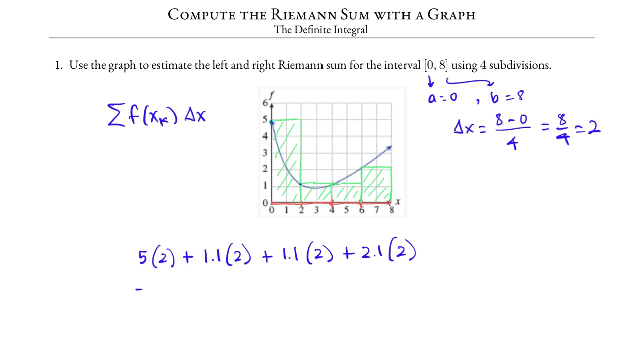This means that we can factor out 2 and add the heights 5 plus 1.1 plus 1.1 plus 2.1. Notice that we have 4 terms in the sum. This is the left sum using 4 rectangles. Evaluating this, we get 18.6. And again, this is the approximate left Riemann sum.